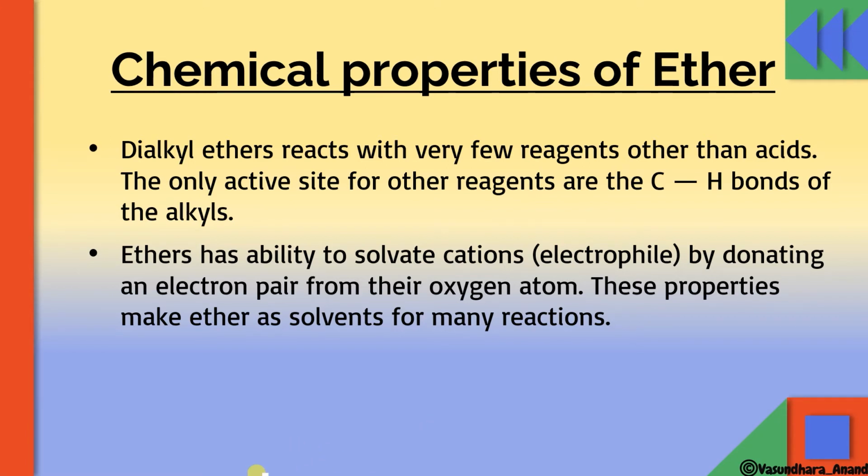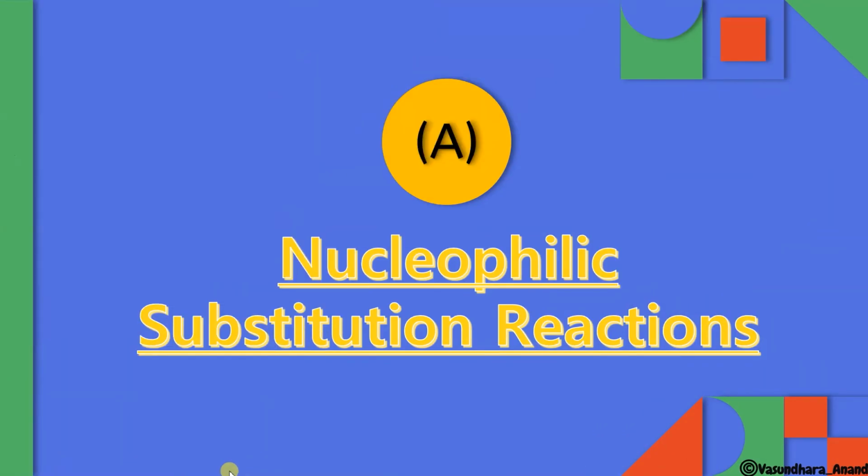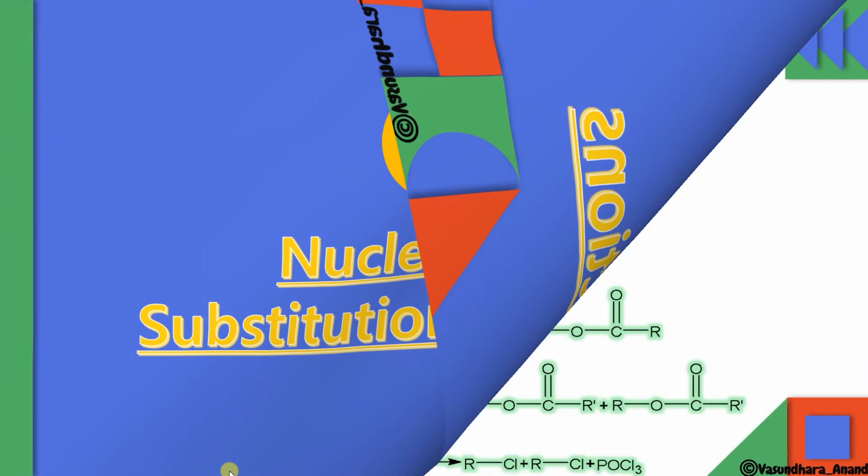Did you get that? Ether has lone pair of electrons, so it has the tendency to donate the electron pair to the cations, and that's why it can solvate the cations. So this is the reason that ether can act as a solvent for many reactions. On standing in contact with air, most aliphatic ethers are converted slowly into unstable peroxides. If we leave it undisturbed, most aliphatic ethers will slowly convert into unstable peroxide. Now the nucleophilic substitution reaction.